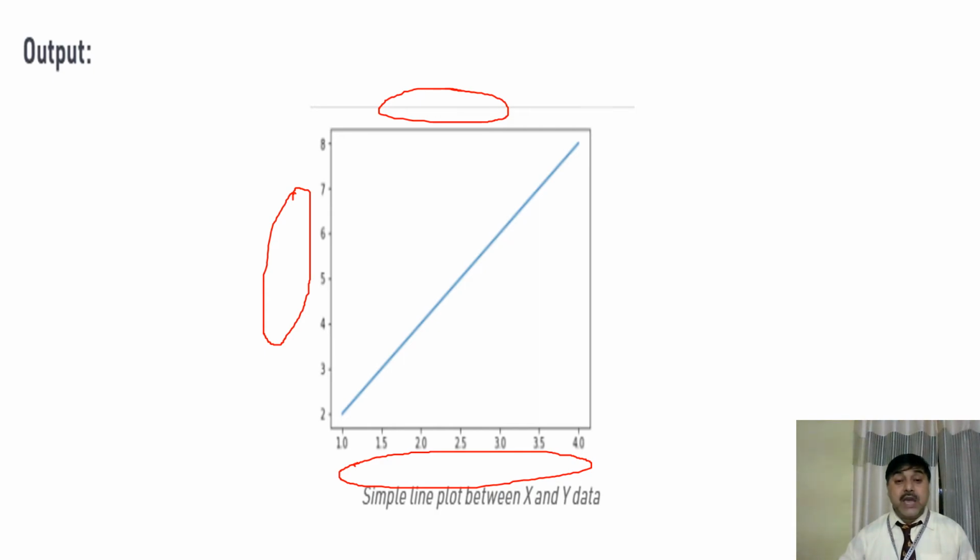Since I haven't given any legend, title, y-axis name or x-axis name, the diagram has been drawn without all these things. Who has drawn it? Not I, not you. We have only given numbers. Based on these numbers, this particular graph has been drawn.